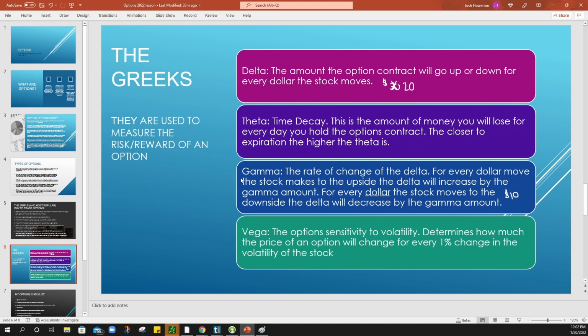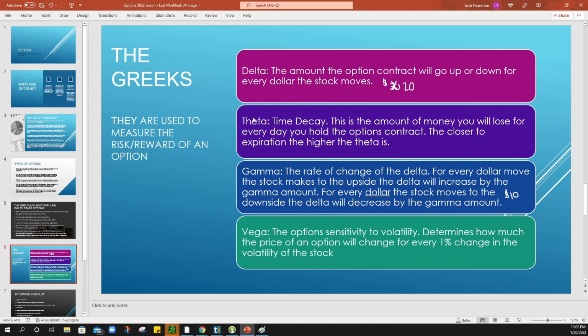Well, if you look at the gamma, you're going to see that the gamma represents, again, the rate of change of the delta. So again, for every dollar the stock goes up, you add the gamma to the delta, and that's going to give you a new delta. And the same thing to the opposite side. For every dollar that the stock moves to the downside, the delta will decrease by that gamma amount. And here in a moment, we're going to go look at an options ladder, and I'm actually going to show you exactly what I'm talking about. Okay? So that's the gamma. Really not that important, but it's nice to know these things.